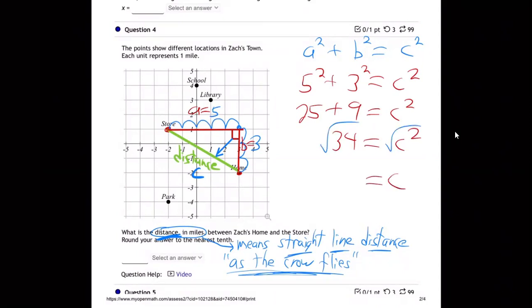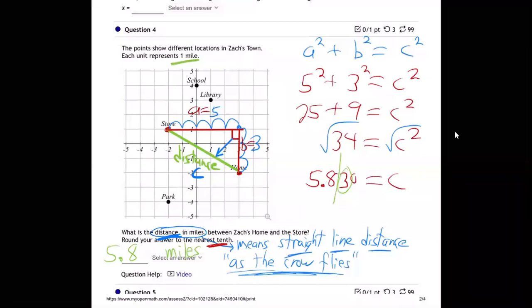C equals whatever the square root of 34 is. I'm getting 5.830, and they said round to the tenth, so just one place on this one. So I'll just cut it right there. This is a 3, so that means I just leave it 5.8. If that 3 was 5 or more, I'd round to 5.9. 5.8, and what are the units? Well, miles, because they said right here, everything is in miles. So it's 5.8 miles. That makes sense.